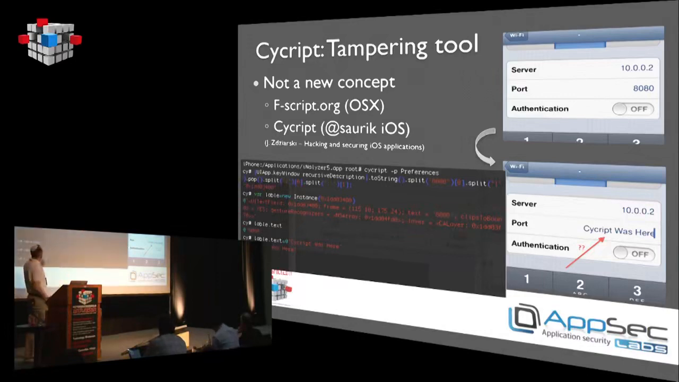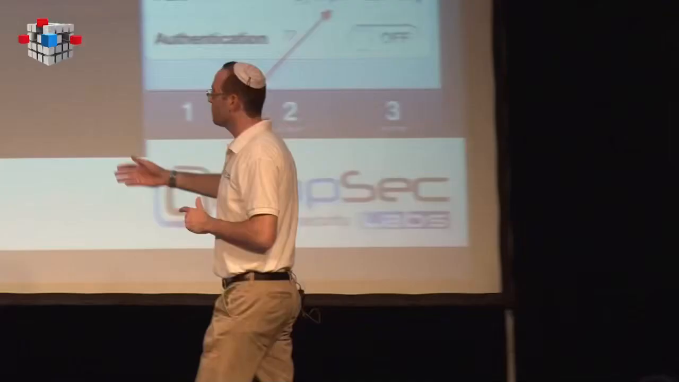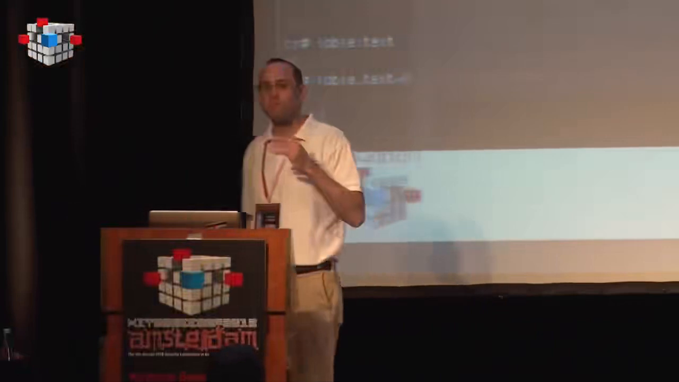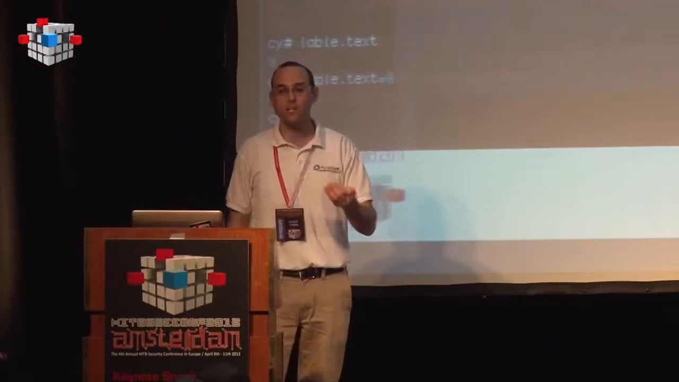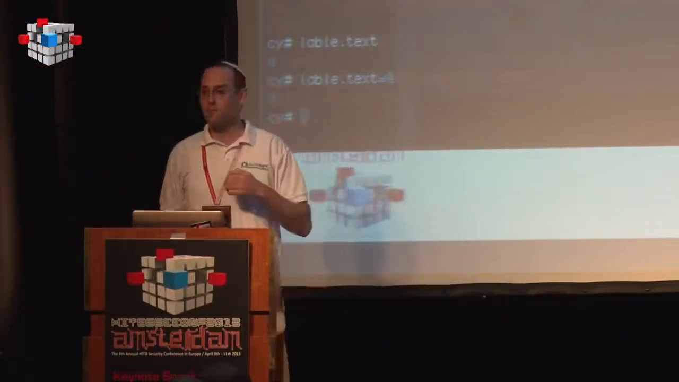So I'm sorry for the red, but you can see that with very few lines of code, with a language that is similar to JavaScript or to Objective-C syntax, I can change the label text from 8080 to Cycrypt was here. Okay? So I can override parameters, I can override methods, I can override functions, I can override whatever I want. And let the application do the tough thing for me.